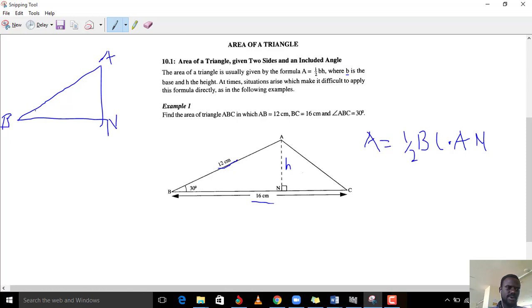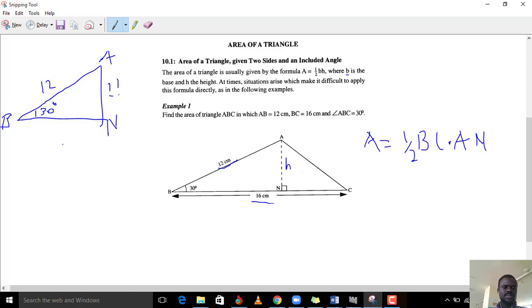But as time goes by, I'll advance in my tech. So we have the angle ABN here is 30 degrees. Then we have AB, which is 12 centimeters. Then AN is what we need. Now, how do we go about this particular scenario? This is what we'll do.